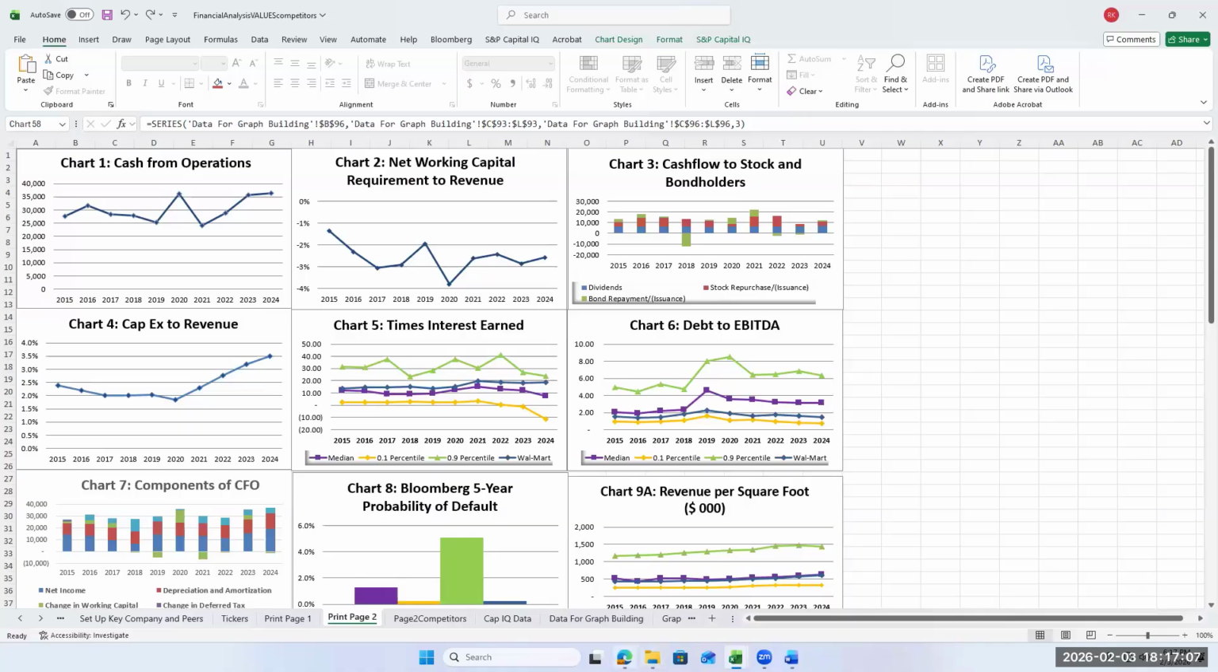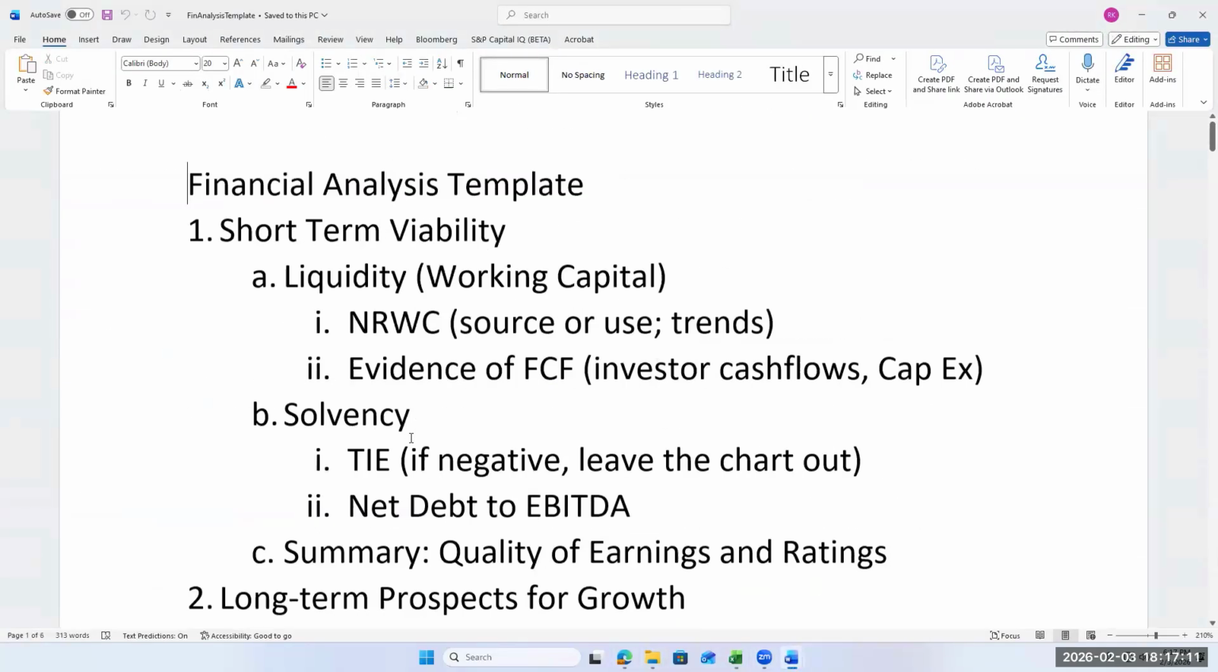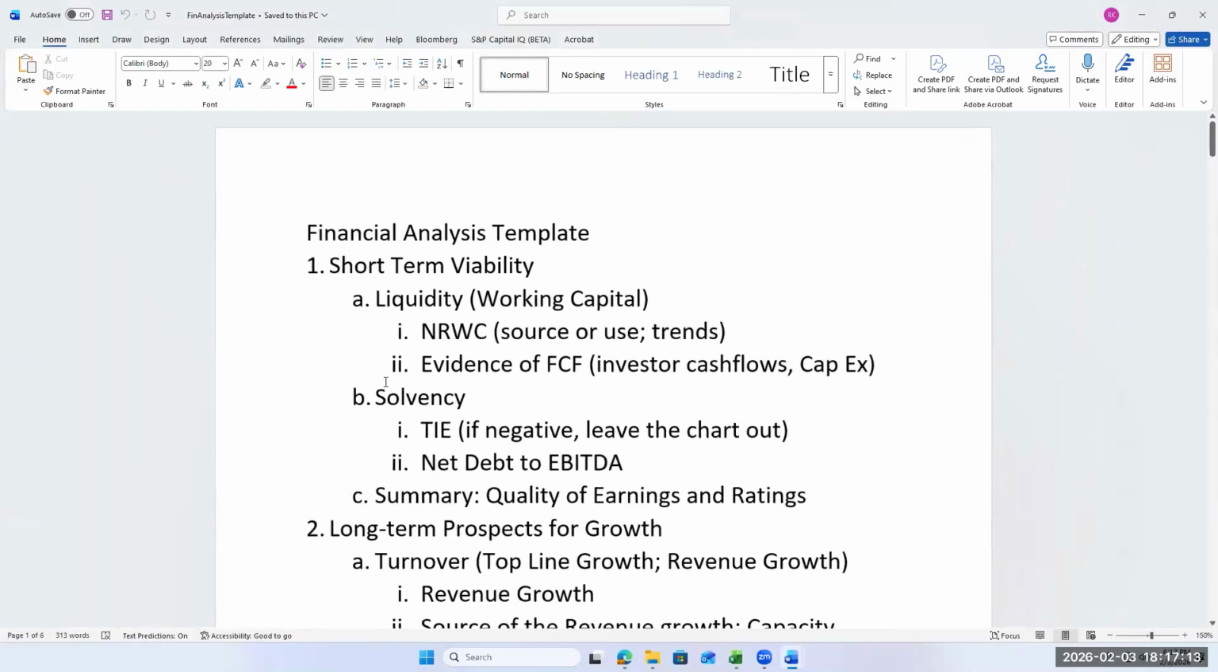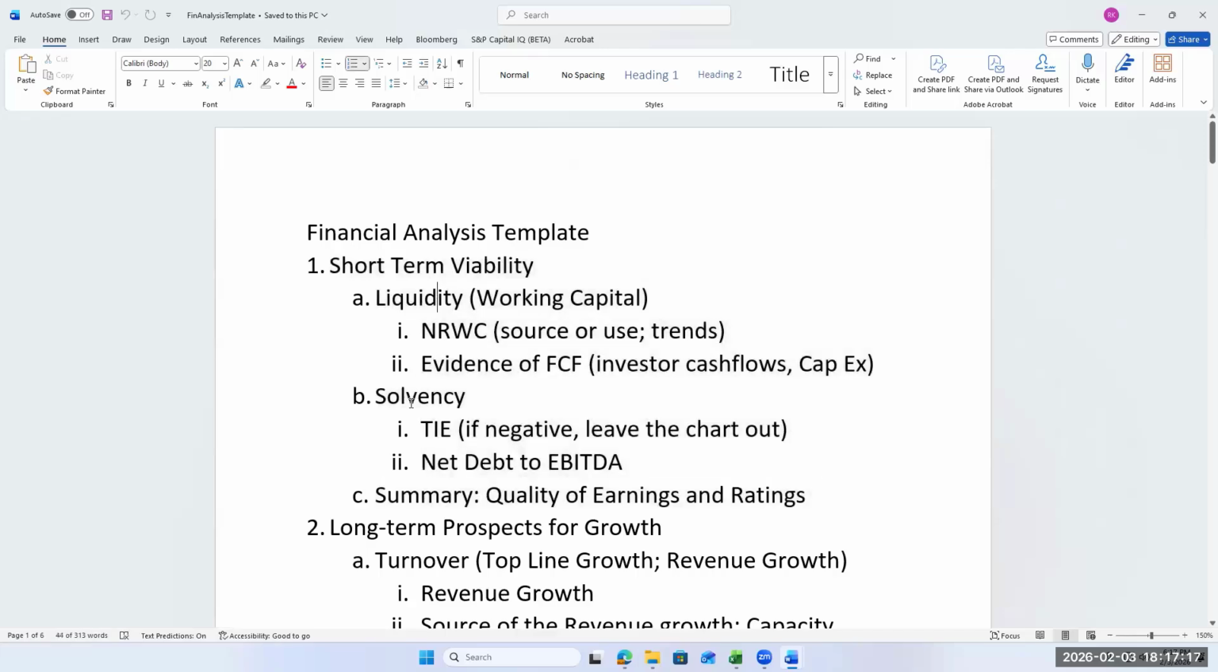The template for this, we talked about last semester. So I talk about short-term viability in terms of liquidity and solvency. Liquidity, that's all about working capital. And there's some good charts on working capital in the file. How good are they managing receivables? And obviously inventory could be huge, especially for energy companies and materials companies.